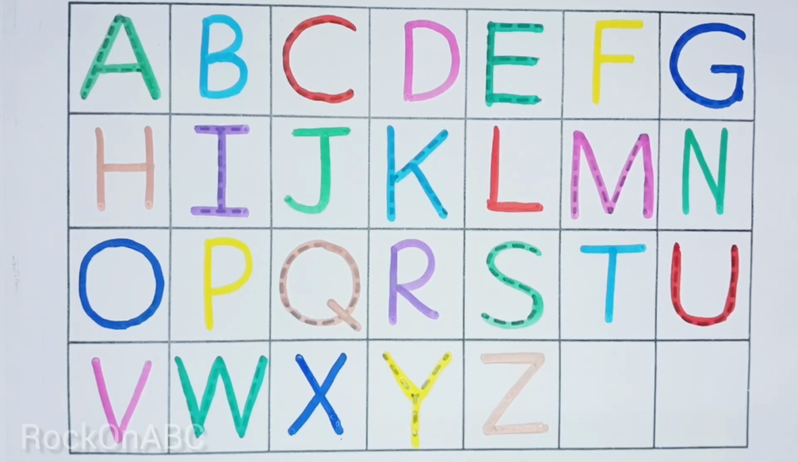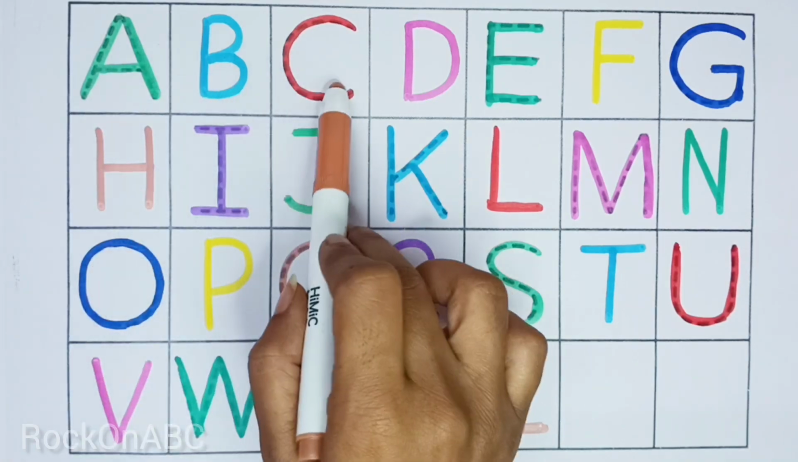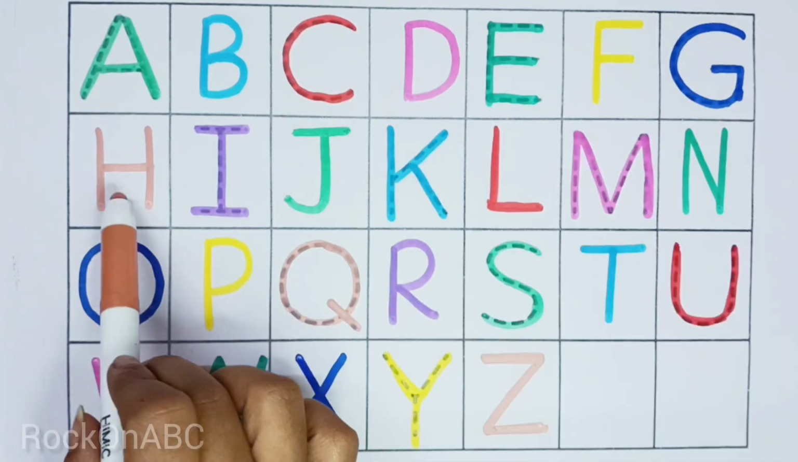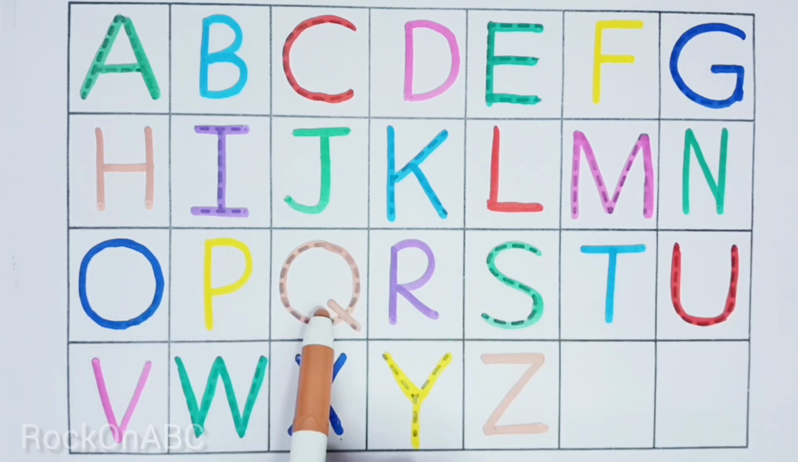Very good, kids. You have completed from A to Z. A, B, C, D, E, F, G, H, I, J, K, L, M, N, O, P, Q, R, S, T, U, V, W, X, Y and Z.